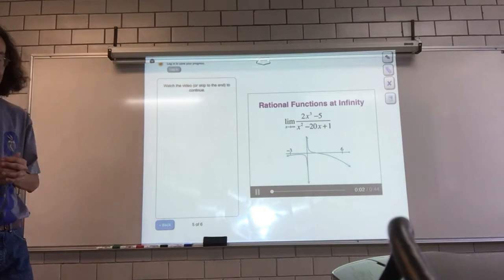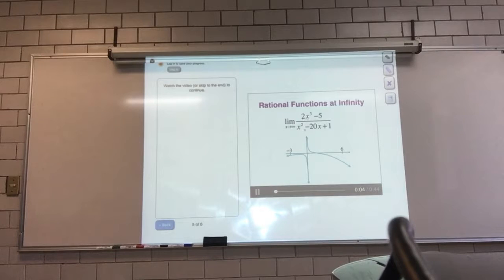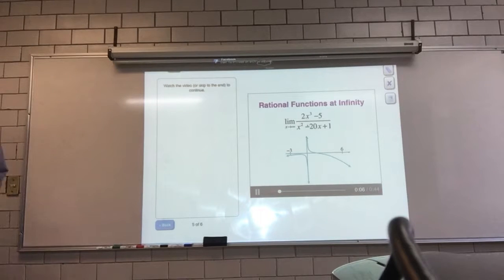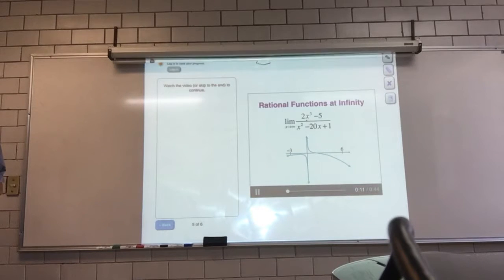Let's summarize what you figured out. When you have rational functions like this, as x gets really big, the highest powers of x matter the most. The highest power of x in the numerator here is 3, and in the denominator, it's 2. But let's keep those terms and throw away these smaller terms. Now let's try evaluating this simpler limit. X cubed divided by x squared is x, so we're left with the limit of 2x. As x goes to infinity, this expression also goes to infinity. Great. So we've evaluated this limit.